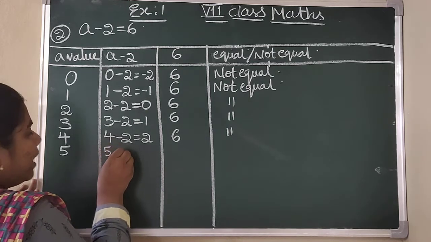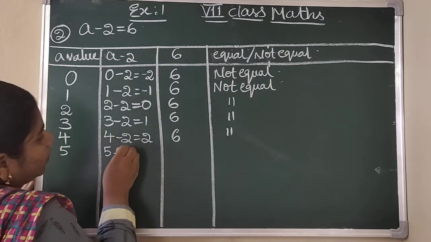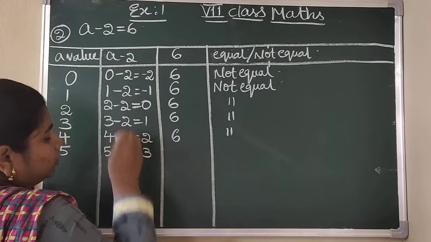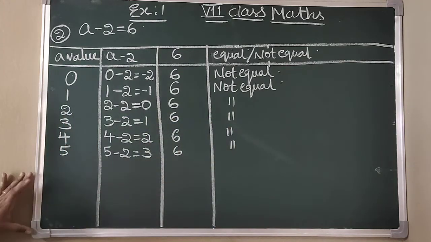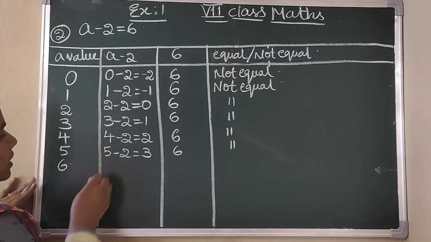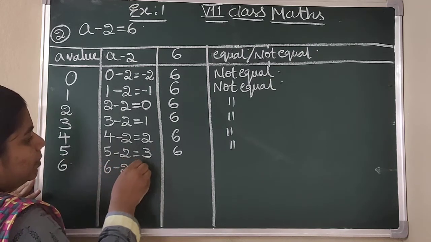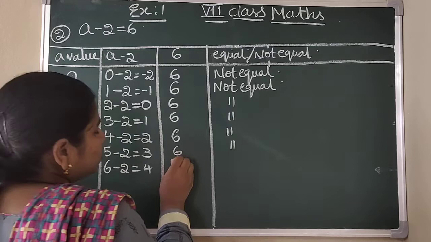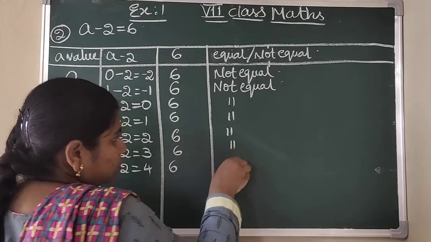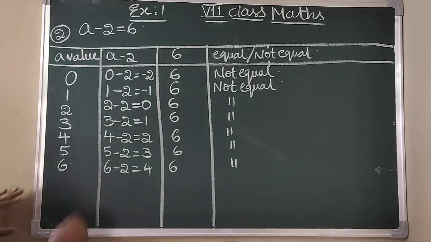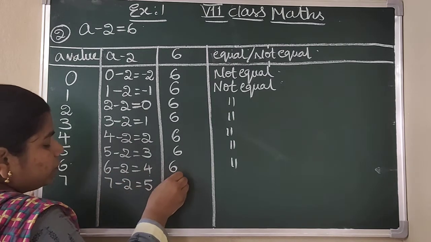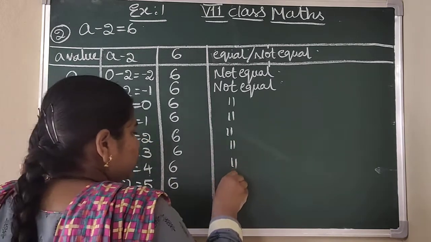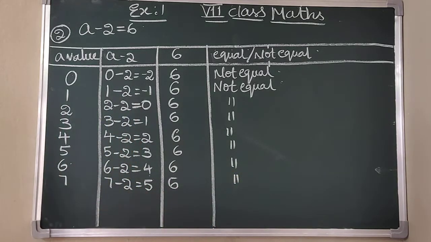Next I am substituting 5. So 5 minus 2 is equal to how much? 3. So 3 is not equal to 6. Again not equal here. Next substitute 6. 6 minus 2 equals how much? 4. So 4 is not equal to 6. Again not equal. Next 7. 7 minus 2 equals 5. So 5 is not equal to 6. So we will write it as not equal itself.